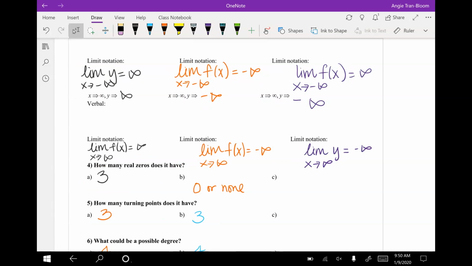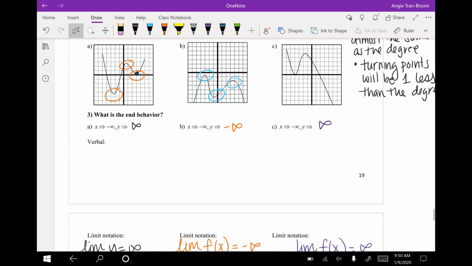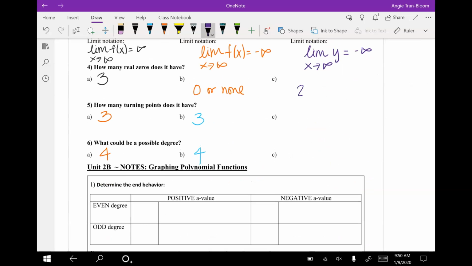Graph C: how many real zeros? Brandon, how many real zeros? 2. You guys agree with Brandon? Yep, 2. How many turning points? Hannah, how many turning points? Also 2. Do you guys agree so far?